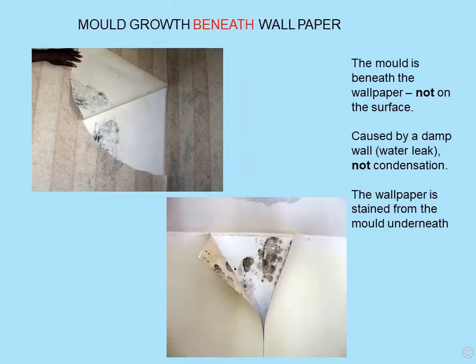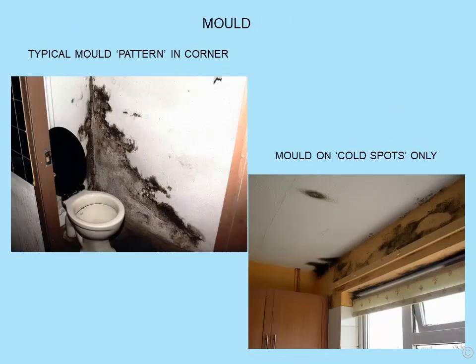Mould grows beneath wallpaper. The mould is beneath the wallpaper, and note it is not on the surface of the paper. These situations where mould occurs as such are caused by dampness in the substrate. Both those cases were leaks externally. You can see, however, there is on the top one some staining of the wallpaper from the mould underneath.